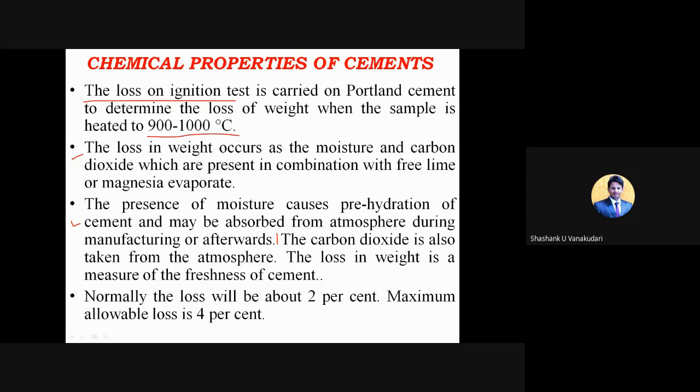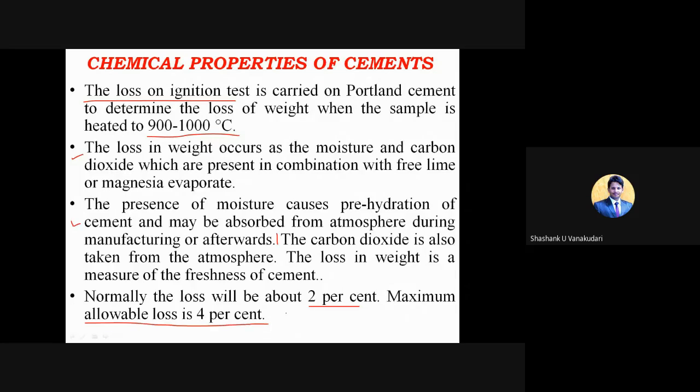And here the carbon dioxide is also taken from the atmosphere, so the loss in weight is a measure of the freshness of the cement. So you can measure the freshness of the cement by this loss on ignition and the loss in weight test. Normally the loss will be about 2%. Maximum allowable loss will be 4%.